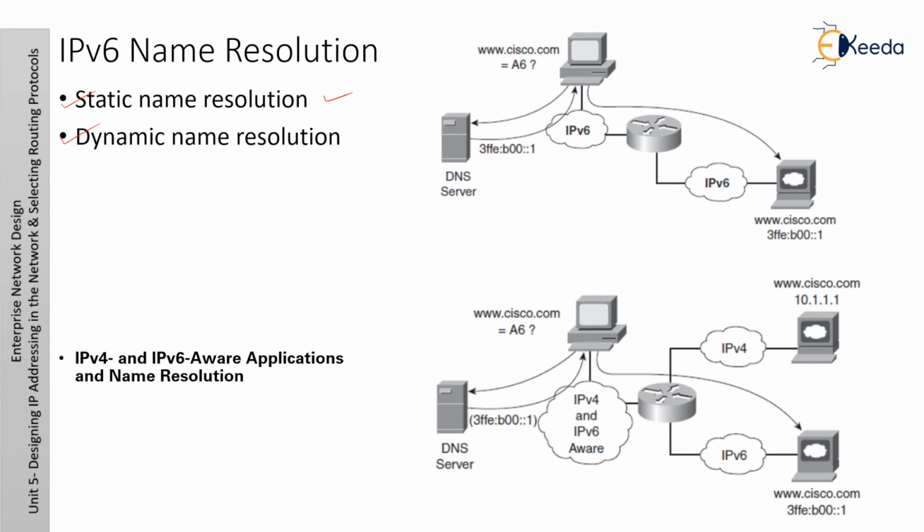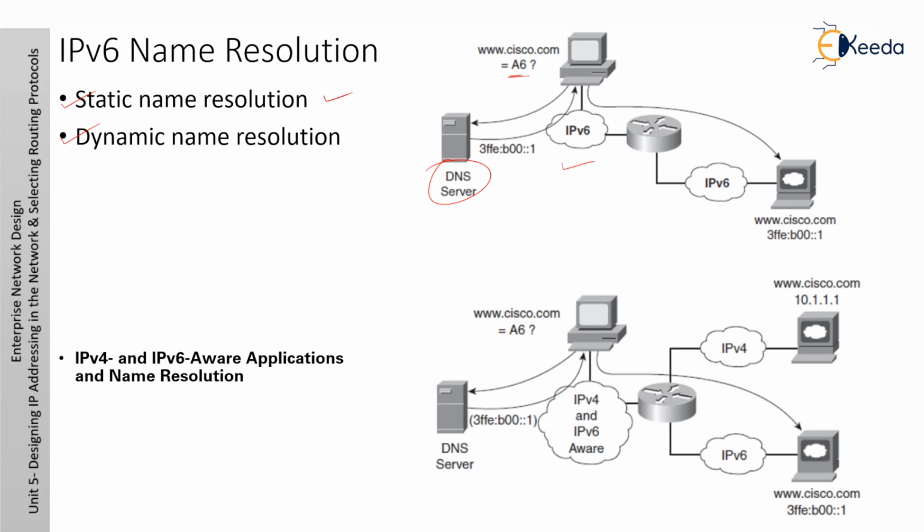And dynamic name resolution is accomplished using a DNS server that supports IP version 6, usually along with IP version 4 support. In this figure we can see how the assignment works. An IP version 6 aware application requests the destination hostname IP address from the DNS server using a request for an A6 record. An A6 record is a new DNS feature that contains an address record for an IP version 6 host. A6 is very easy: address for IP version 6.